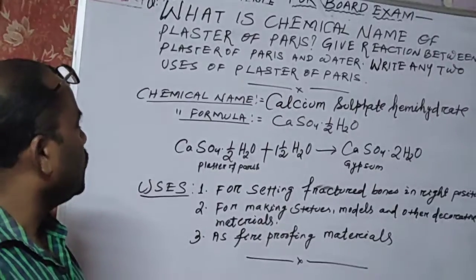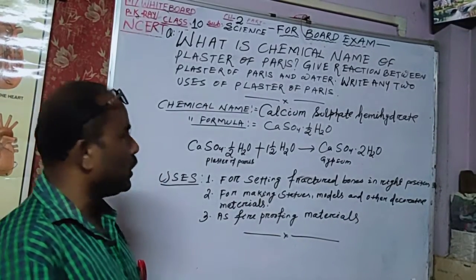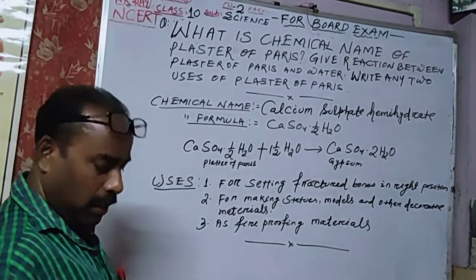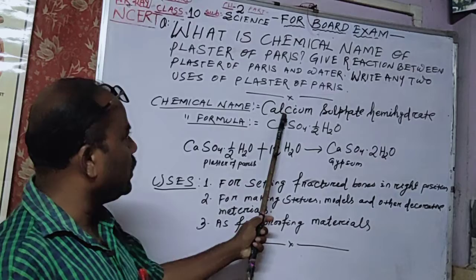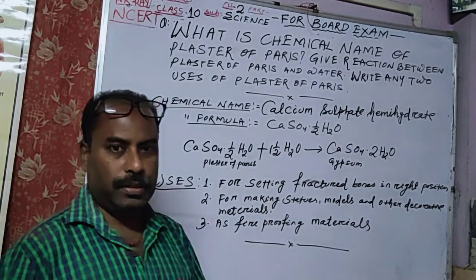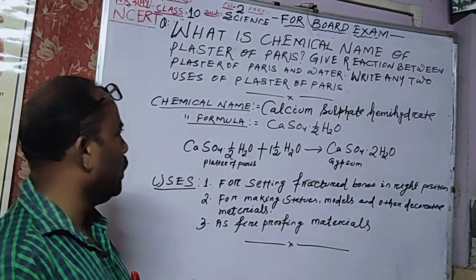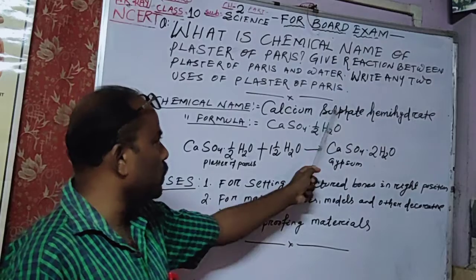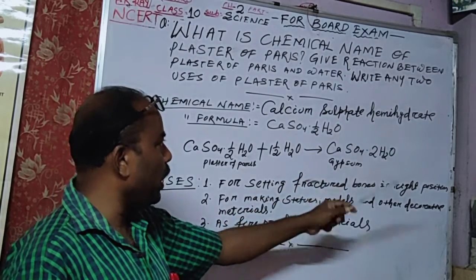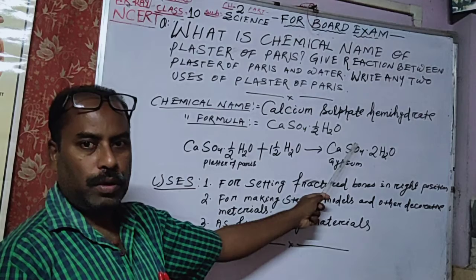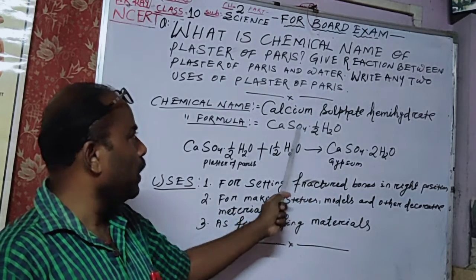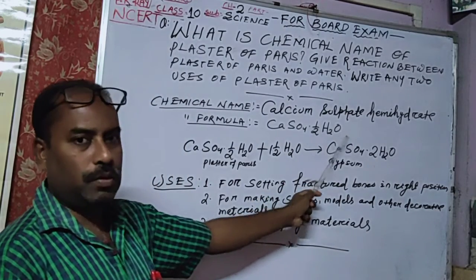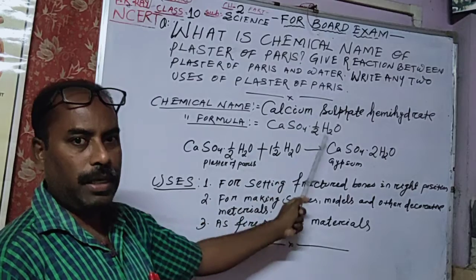Let us see. First question is, what is the chemical name of plaster of Paris? Here you see, the chemical name is calcium sulfate hemihydrate. But the chemical formula is calcium Ca, sulfate SO4. Calcium sulfate CaSO4 dot hemihydrate means half H2O. Hemi means half. So calcium sulfate hemihydrate means CaSO4 dot half H2O. This is the chemical name and chemical formula.